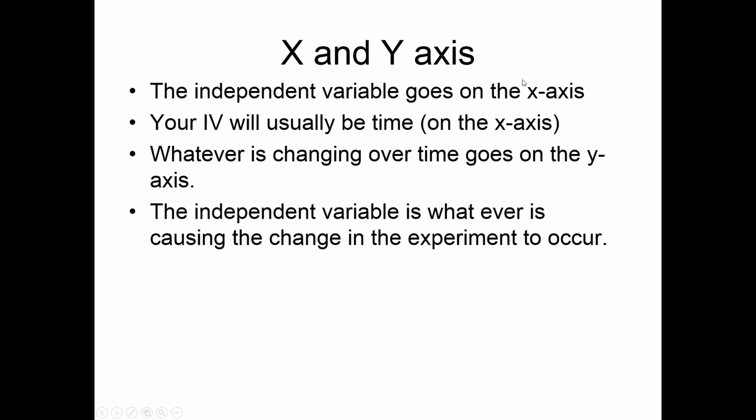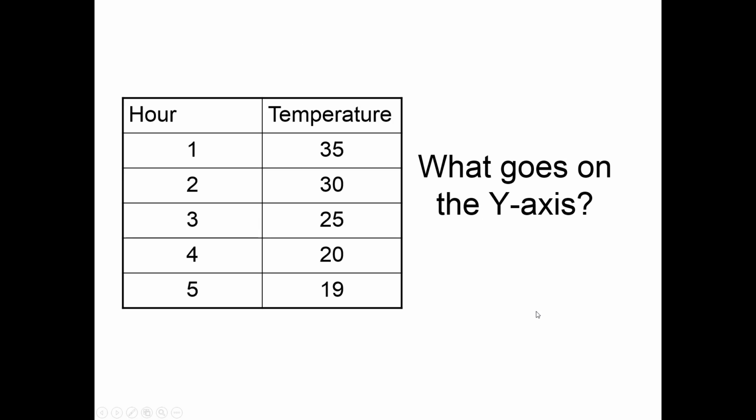So the x and y axis: your independent variable, remember, is the thing about the experiment you are modifying, and that goes on the x-axis. Your independent variable is usually going to be time on the x-axis, and then whatever is changing over time, that's your dependent variable, and that's going to go on the y-axis. The independent variable is whatever is causing the change. So whatever we did to cause the change goes on the x-axis.